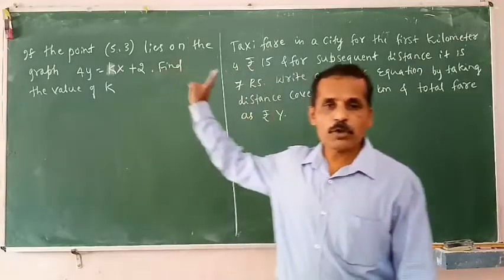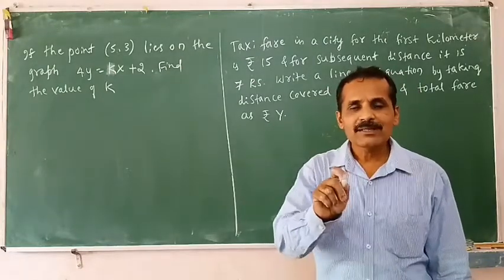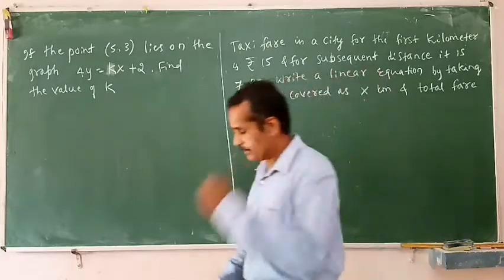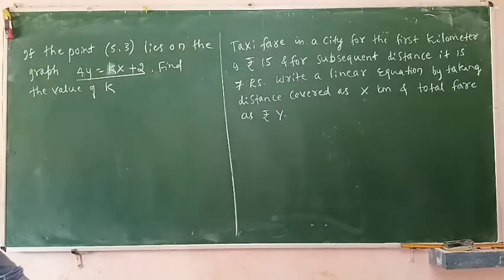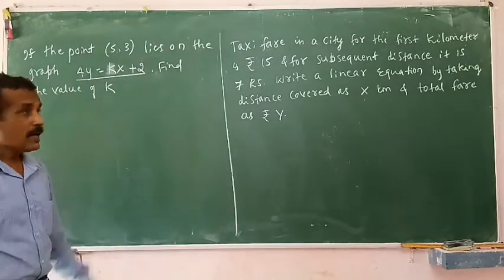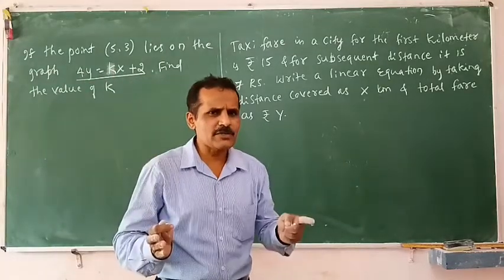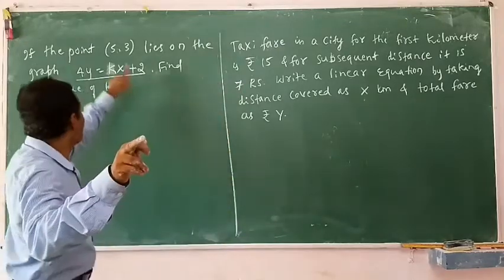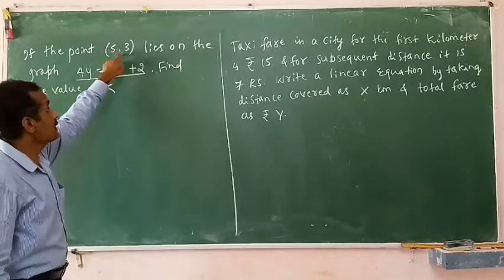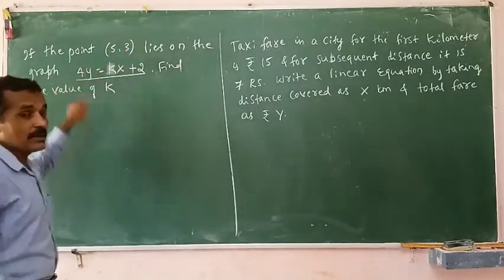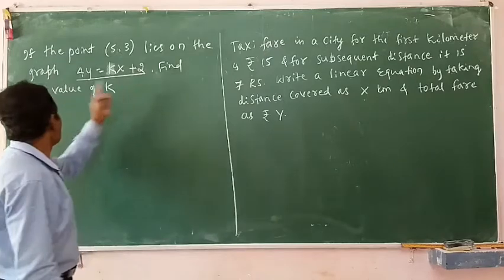Okay? We have two more problems on the board. Let me first explain the meaning. Then if it is possible, you can solve on your own. Come on. What do they say? This is one equation here: 4y is equals to kx plus 2. You know that this equation has infinite number of solutions, because every linear equation has infinite number of solutions. And they say this is one of the solutions for this equation. A point lies on the graph means it is one of the solutions. Find the value of k.